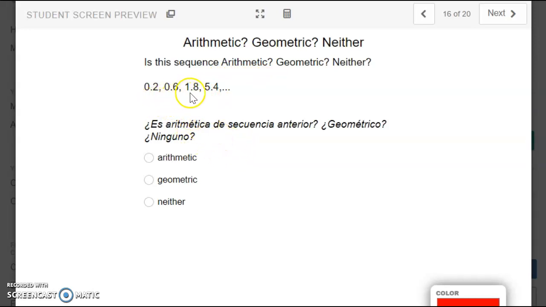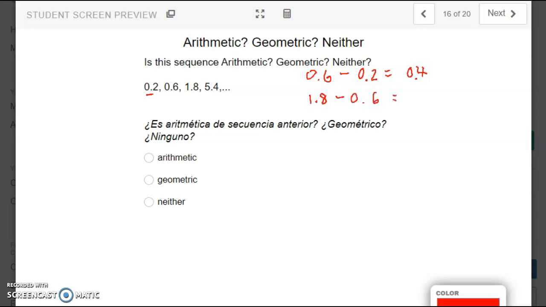0.2, 0.6, 1.8, and 5.4. The numbers are getting bigger. So that means it could be adding some number or it could be multiplying some number. So to do that, let's check if it's arithmetic. We are going to get the second term, that's 0.6, take away its previous term, which is 0.2, and that gives me 0.4. What about the next one? 1.8, take away the previous term, 0.6.